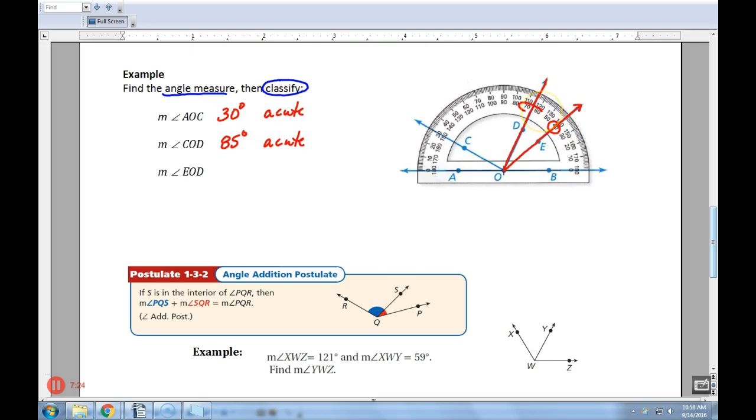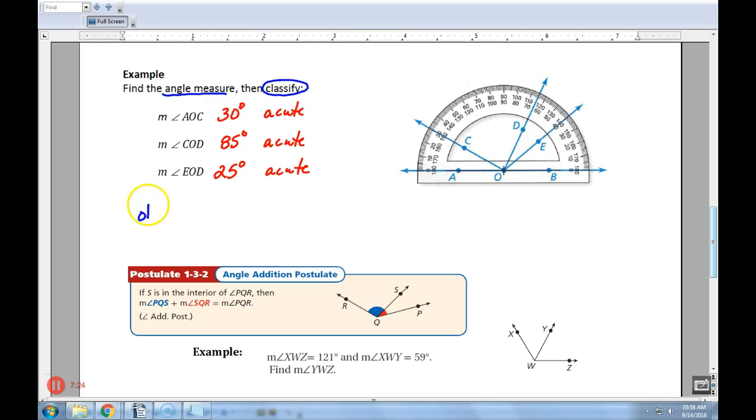I'm going from 40 to 65. And when I subtract those two numbers, it looks like 25 degrees. So in this example, they all happen to be acute. They all were less than 90 degrees. I'm going to add another one on there just because I don't like how they all were acute. So I'm going to throw an obtuse one on there.